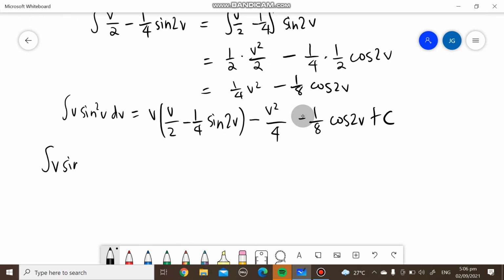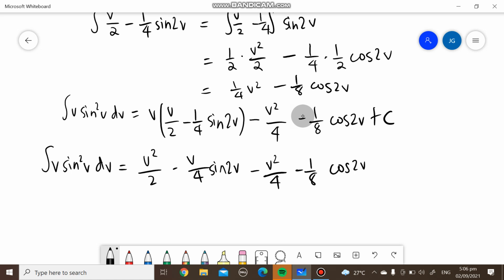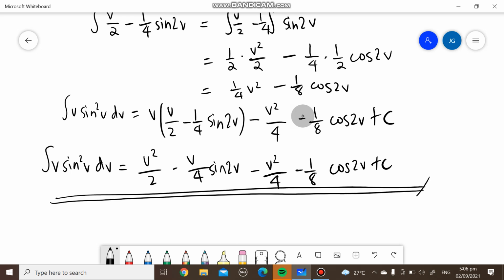The integral of v sine squared v dv is equals to v squared over 2 minus v over 4 sine 2v minus v squared over 4 minus 1/8 cosine 2v plus c. So, this is our final answer.